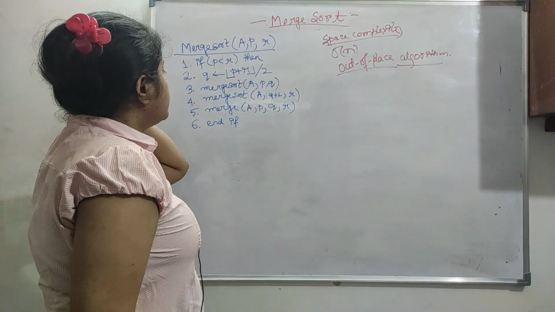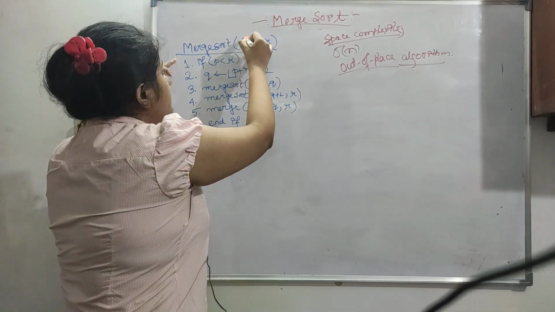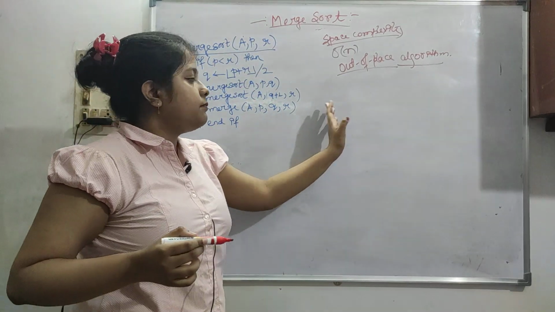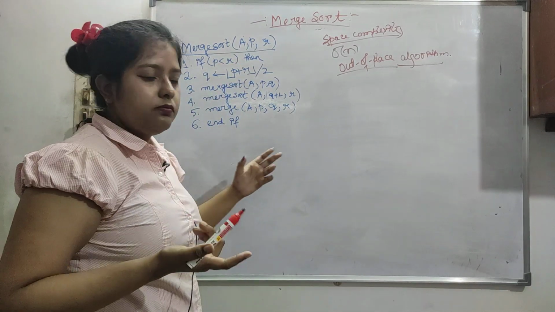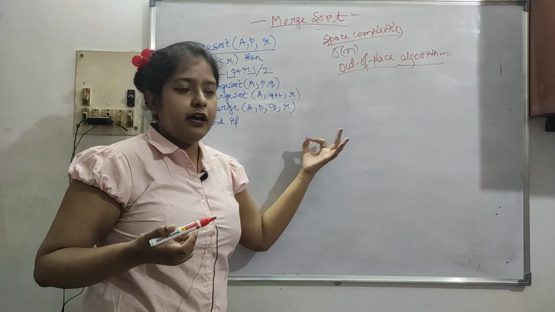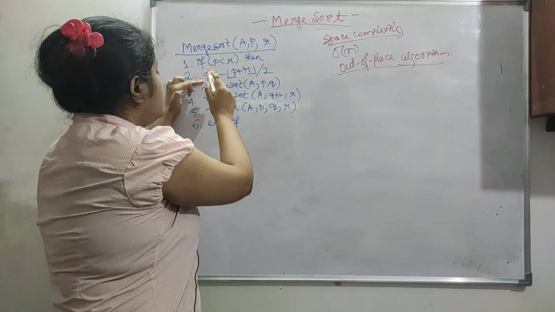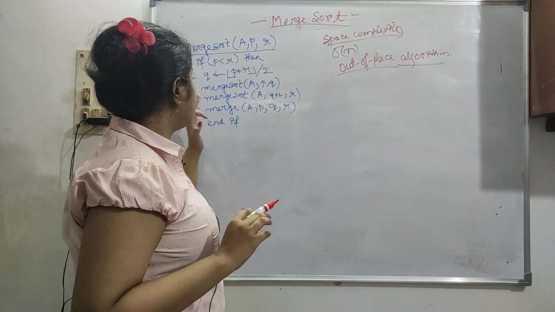So now we will see the merge sort procedure. Merge sort procedure has the array and the two pointers p and r. The first is p and the last is r. If p is less than r, the lowest pointer has to be less than the highest pointer, then we have to find q, the middle point, p plus r divided by 2. So just the middle point is found out.